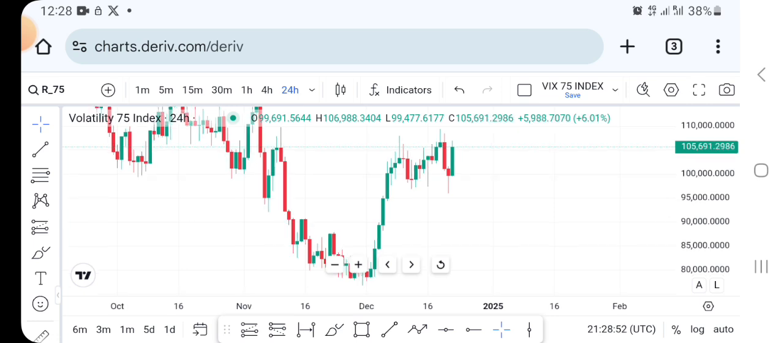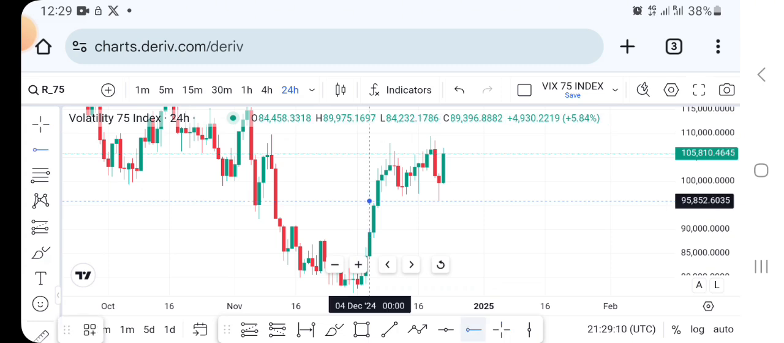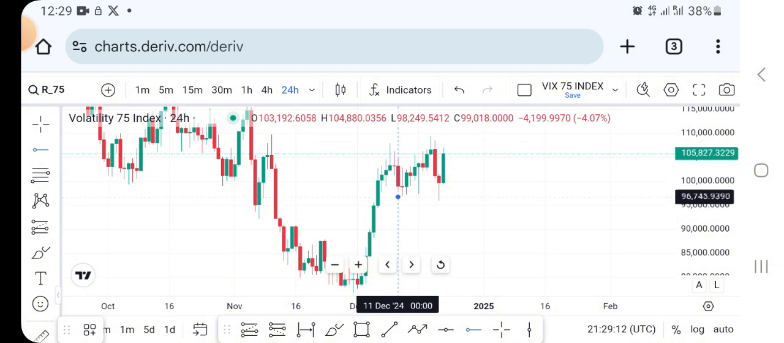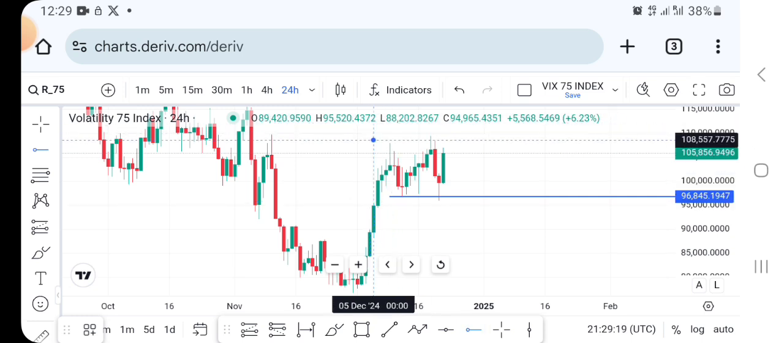Okay guys, we are on a daily time frame on Deriv TradingView, giving us our high time frame. So we will start by making our analysis. We can see that today the market is playing around this area, and then it's also playing around this area.